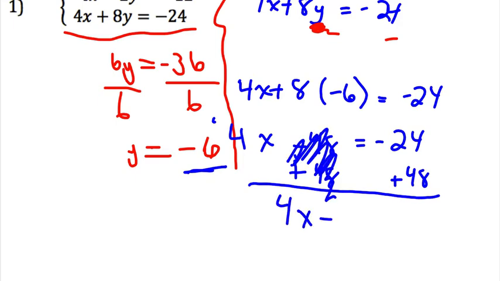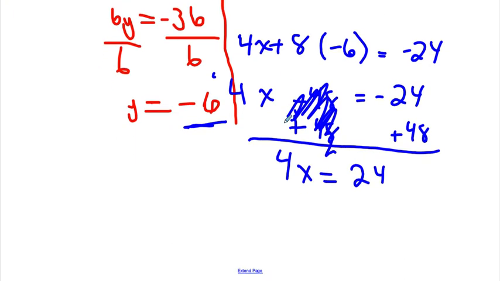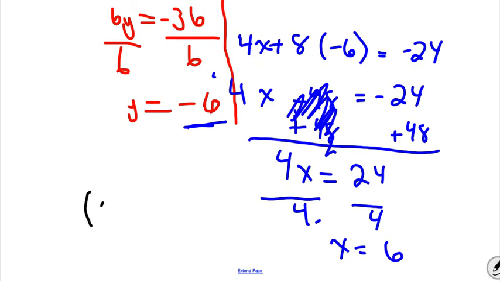Left-hand side is 4x equals the right-hand side negative 24 plus 48 gives you a positive 24. So last step, divide both sides by 4 and we get x equals 6. So my final answer is x is 6, y is negative 6.